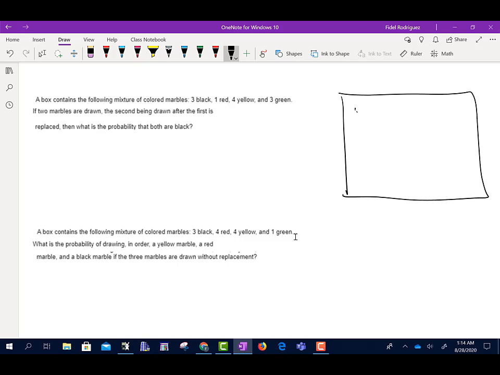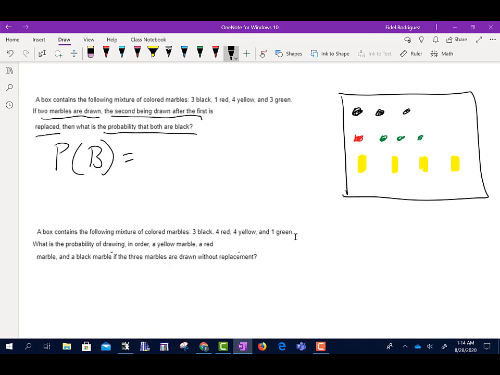Okay, so 3 black. 1, 2, 3. 1 red. Let's go to the green because there's 3 green. 1, 2, 3. And they said there's 4 yellow. 1, 2, 3, 4. Okay, there are my 4 yellows. Now it says if 2 marbles are drawn and the second is being drawn after the first one is replaced. So we're still just replacing this, right? What's the probability that they are both black?